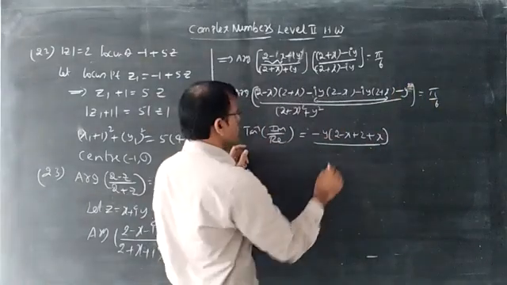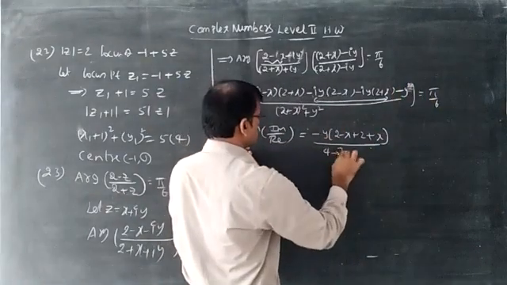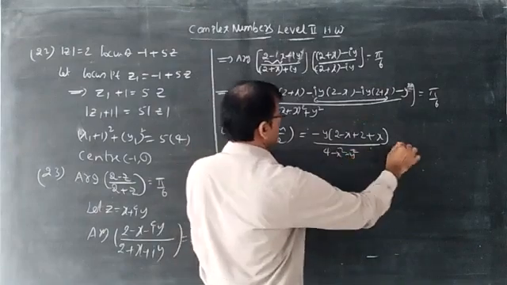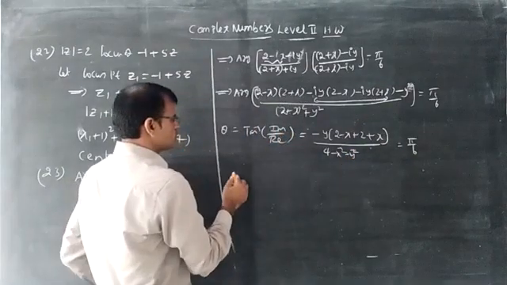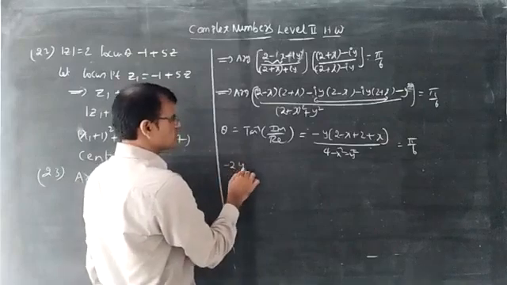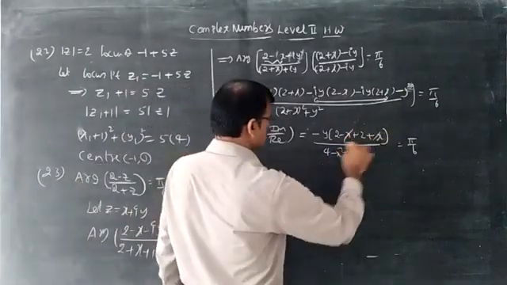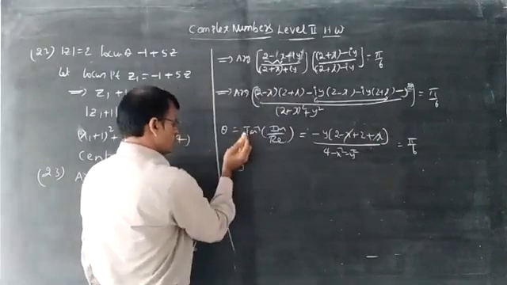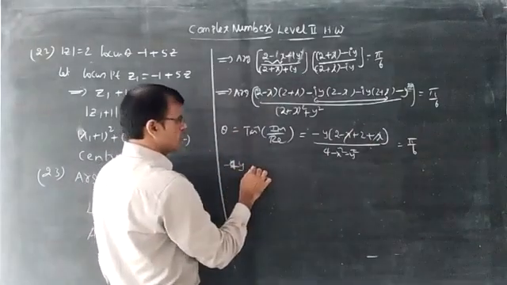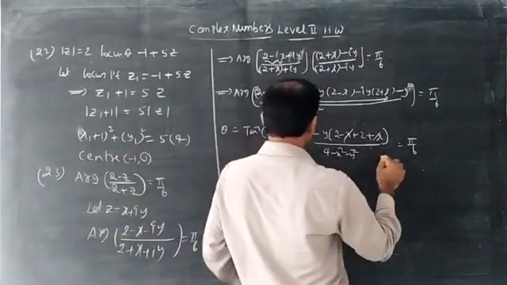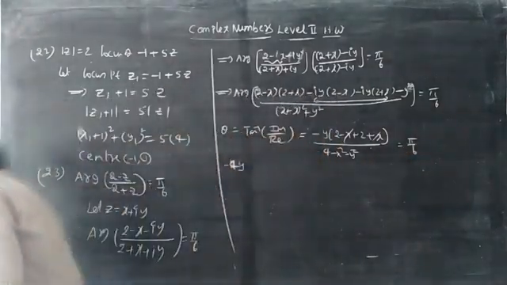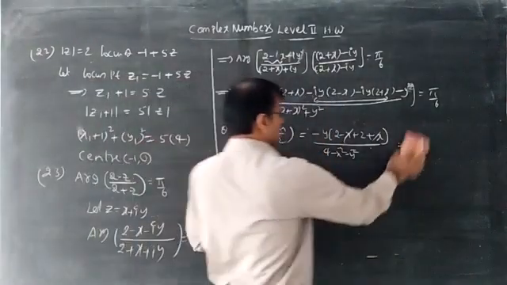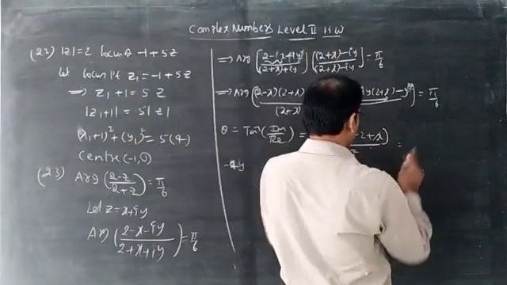2 minus x into 2 minus x, so 4 minus x square minus y square is equal to 5 by 6. This is minus 2y, of course minus x plus x, and 2 plus 2 is 4, so minus 4y over 4 minus x square minus y square is tan 5 by 6. Here you can understand, tan 5 by 6 becomes 1 by root 3.